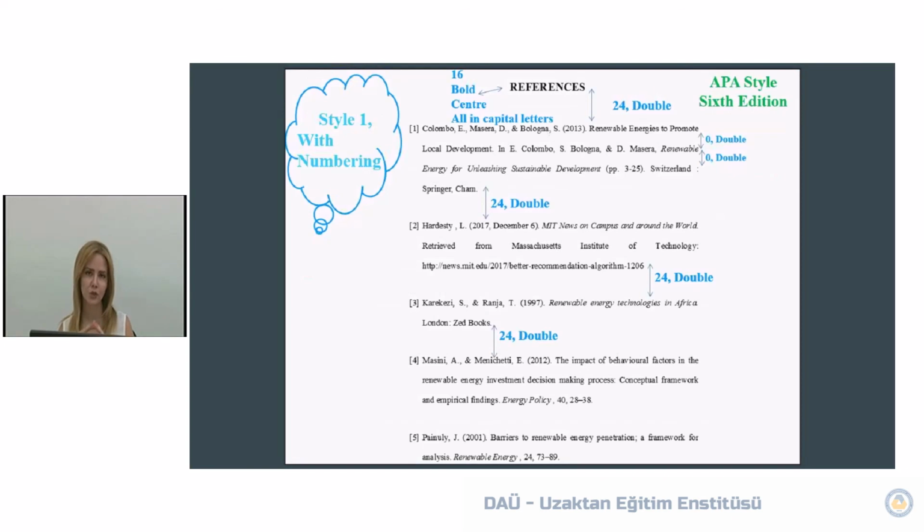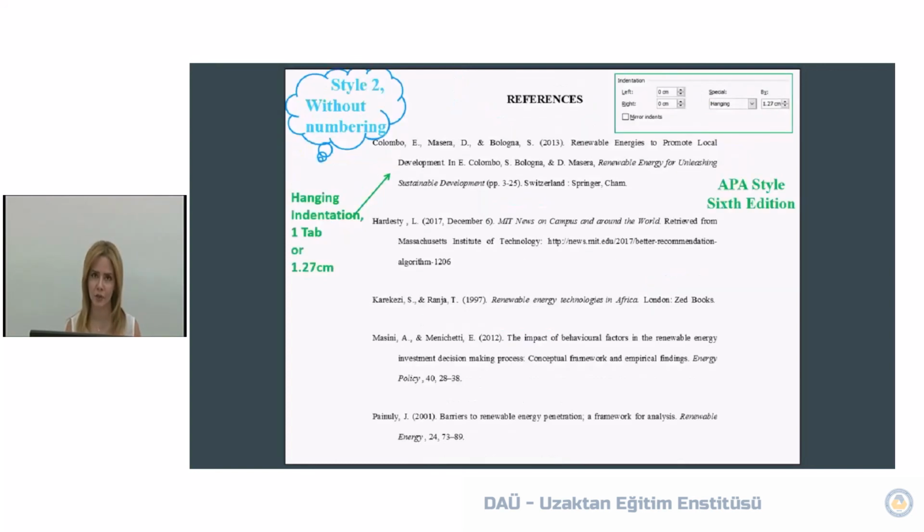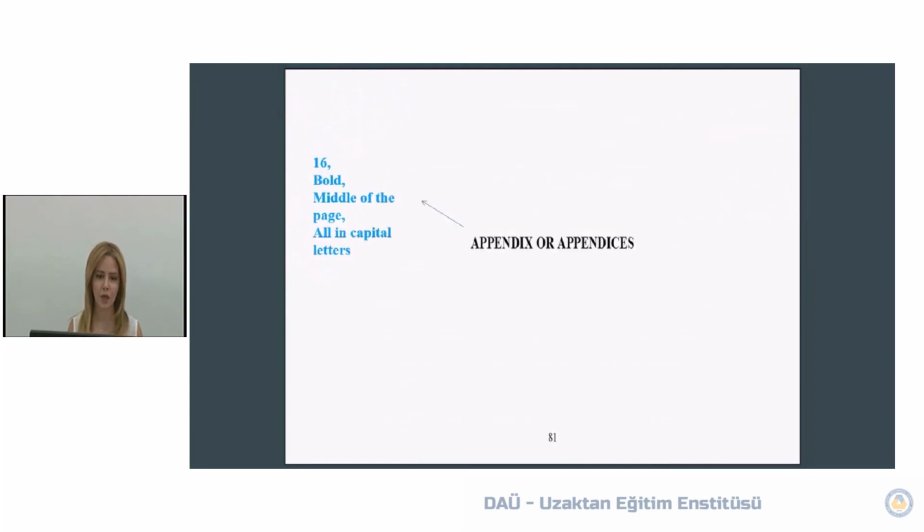For the content of the references, you can choose APA style, Chicago style, IEEE. This is something between you and your supervisor. But the thing is, if you're going to choose APA style, continue with APA style for every single reference that you are going to write in your thesis. If you are willing to use IEEE style, continue with IEEE style for every single reference that you have, and don't mix a style with numbering and a style without numbering in your thesis.